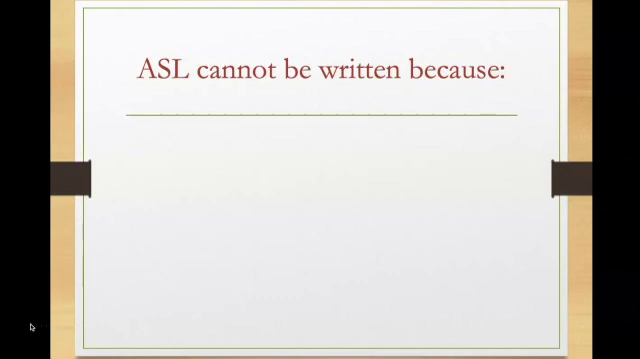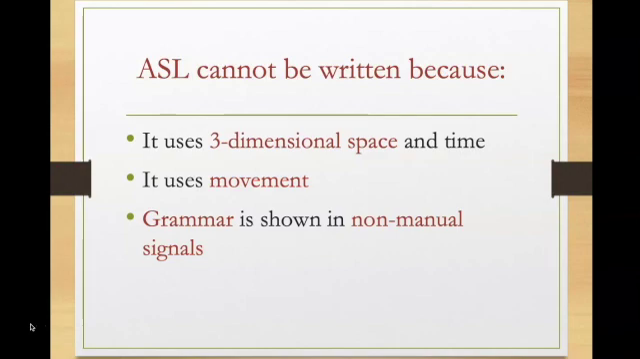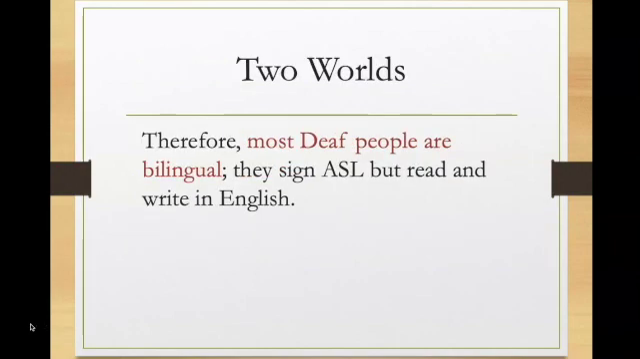So I need to make this point very clearly. ASL cannot be written. There is way too much going on for us to record everything on paper. What the sign looks like, how it moves, the non-manual signals, the use of space, all of those things. So that means when deaf people read and write, they do so in English.